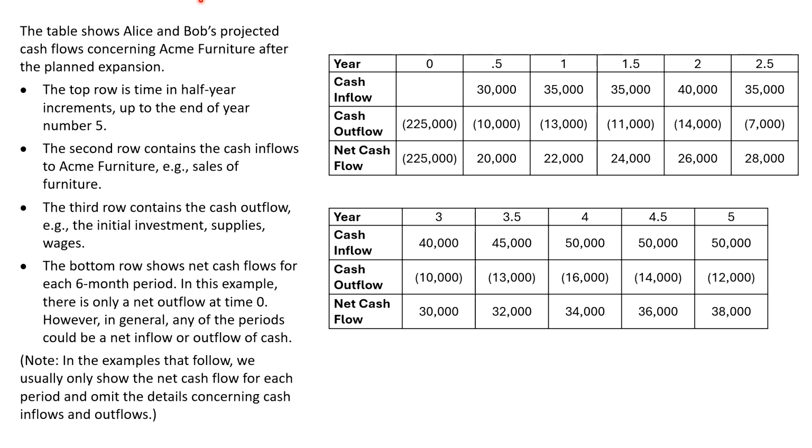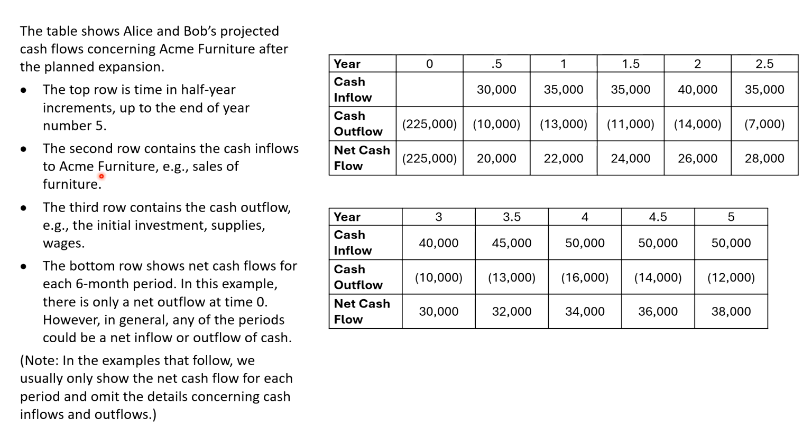So let's look at the cash inflow and outflow for the project by Alice and Bob. The top row is time in half-year increments up to 5 years. I didn't have enough room on the page, so I had to continue down here. You notice it's 3, 3.5, 5.